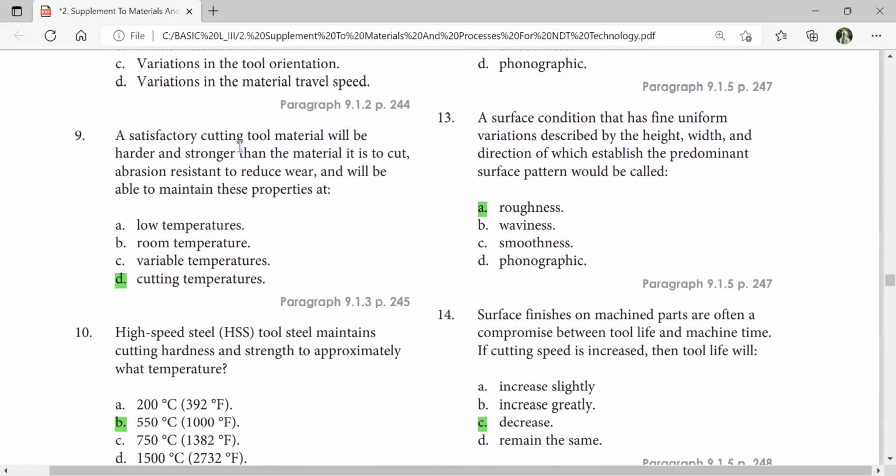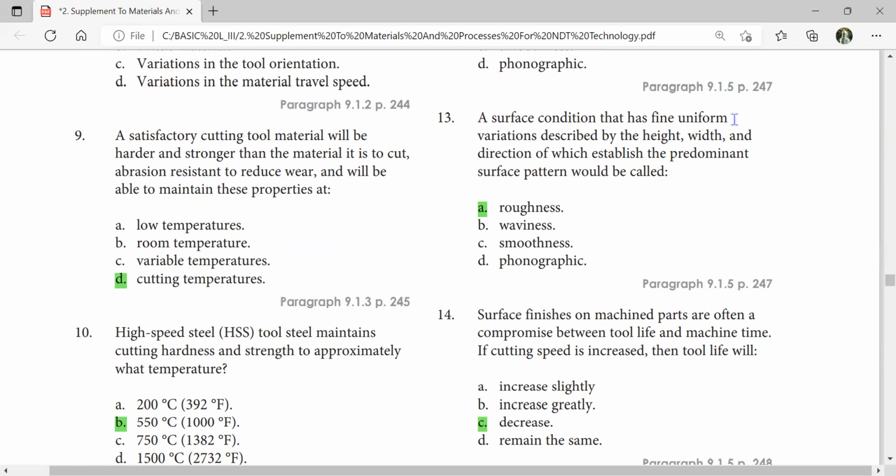A satisfactory cutting tool material will be harder and stronger than the material it is to cut, have abrasion resistance to reduce wear, and will be able to maintain these properties at cutting temperature.